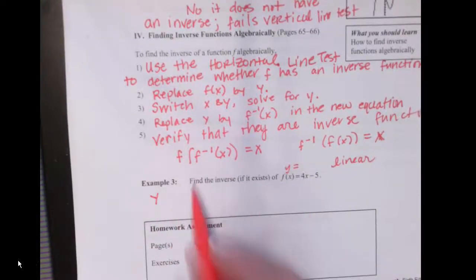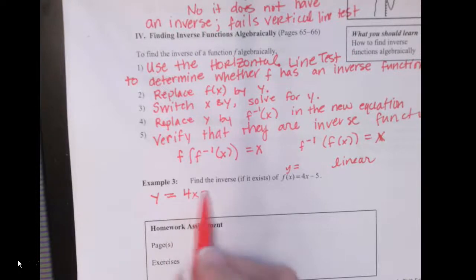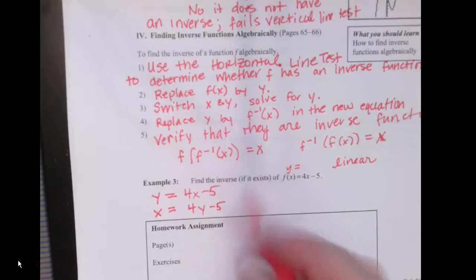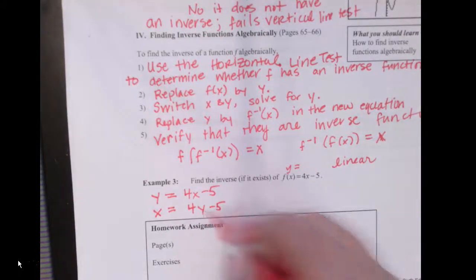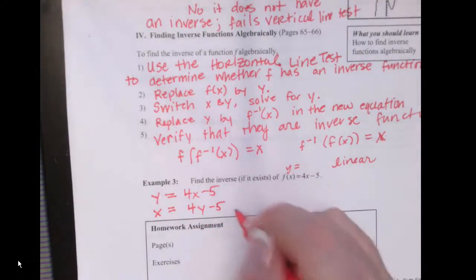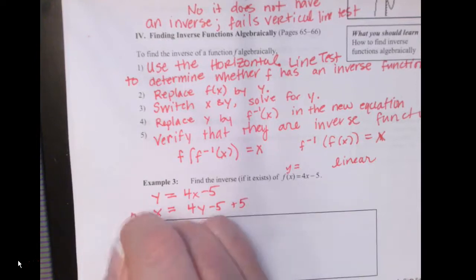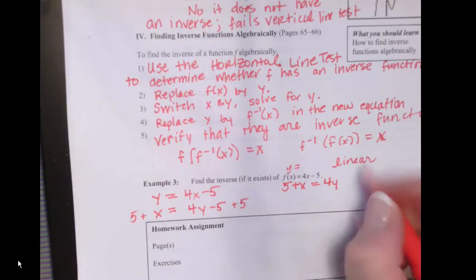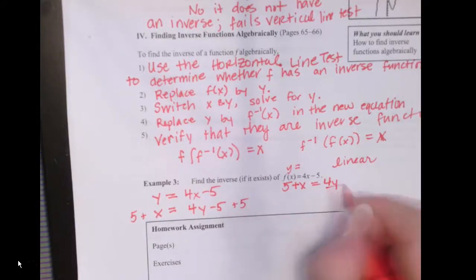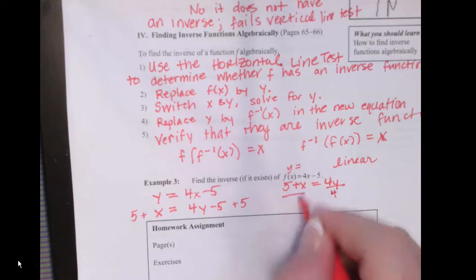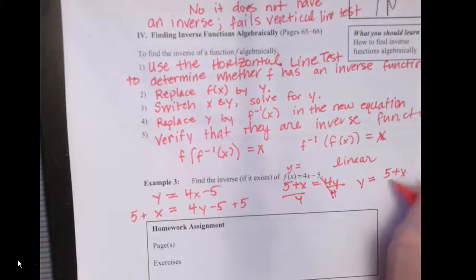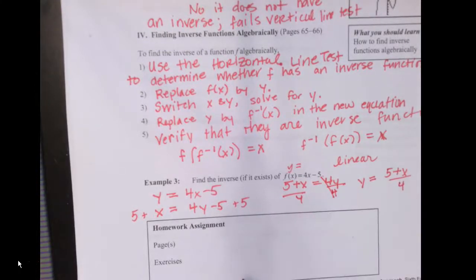I'm going to replace f of x by y, and then I'm going to switch them. x equals 4y minus 5. Then I'm going to do the algebra to get y by itself. So I'm going to add 5 to both sides. So I get 5 plus x equals 4y minus 5 plus 5 is just 0. So I'll divide that by 4 on both sides, and we get y equals 5 plus x over 4. And so that's a good example.